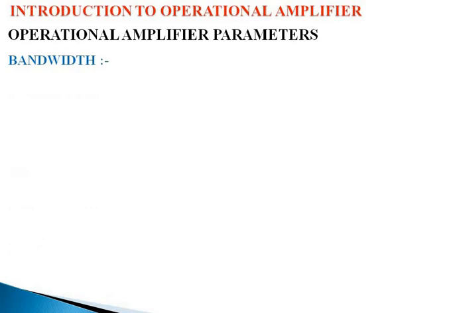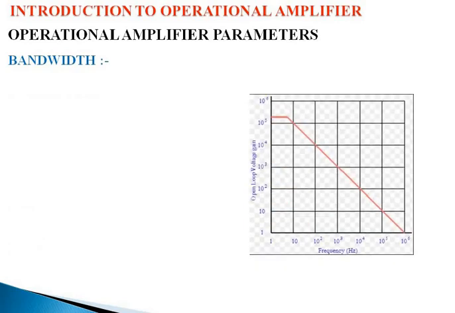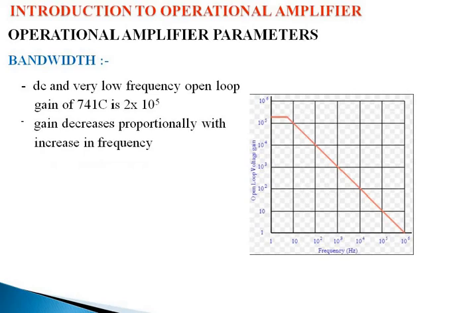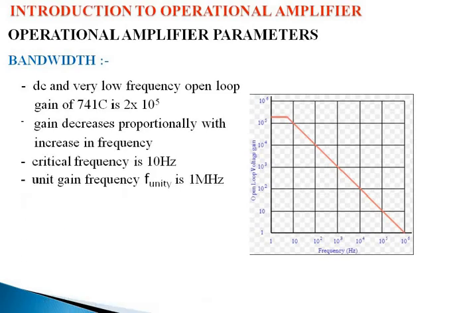For practical op-amp, see, this is the frequency response. Here see DC and very low frequency open loop gain of 741C is 2 into 10 raised to 5. Here with the increase in frequency, the gain decreases proportionally. And the critical frequency is 10 Hz. So above the critical frequency, the voltage gain decreases at a rate of 20 decibel per decade until it reaches 1 at a frequency of 1 megahertz. And the unity gain frequency, F unity is 1 megahertz, that is, at this frequency, its gain reaches unity.